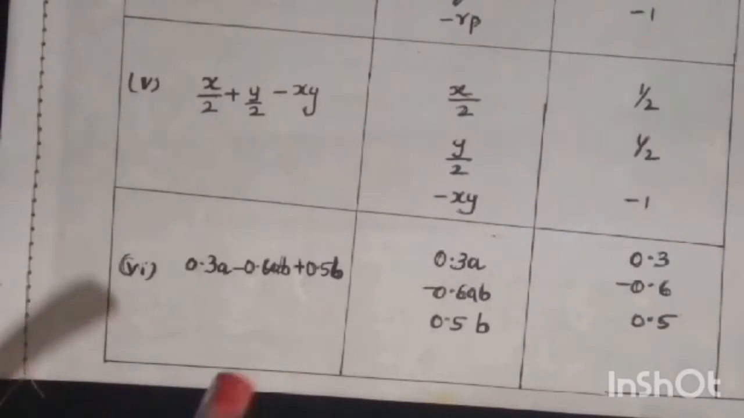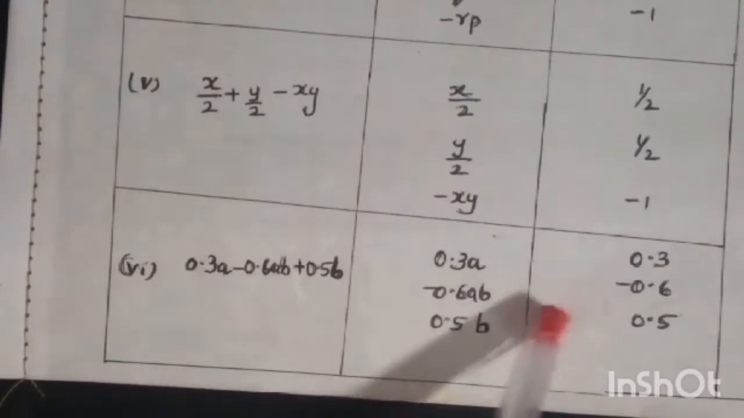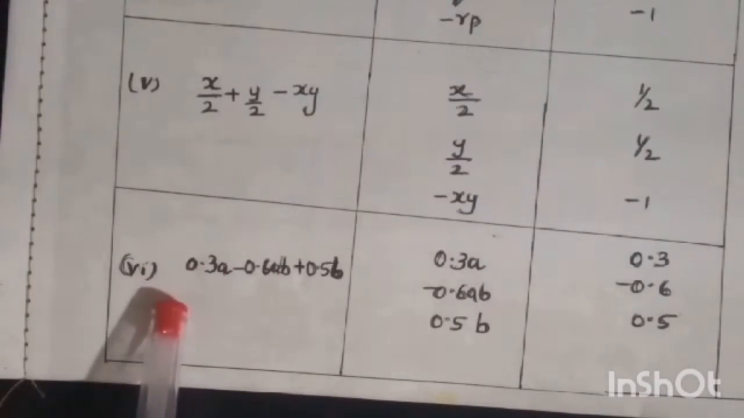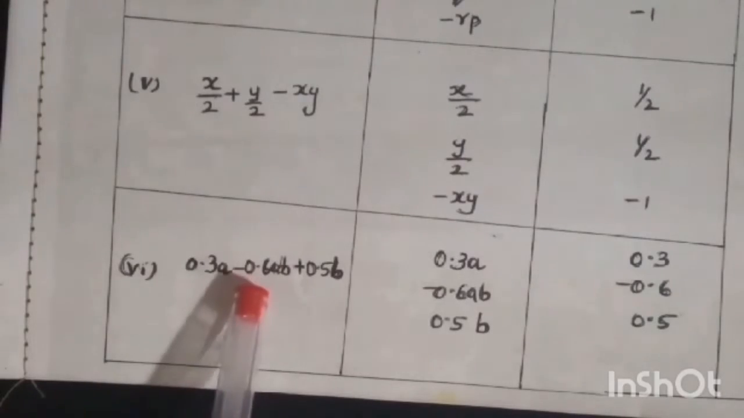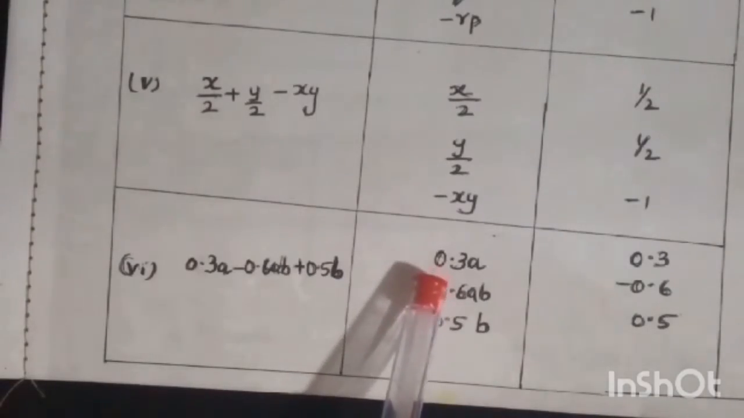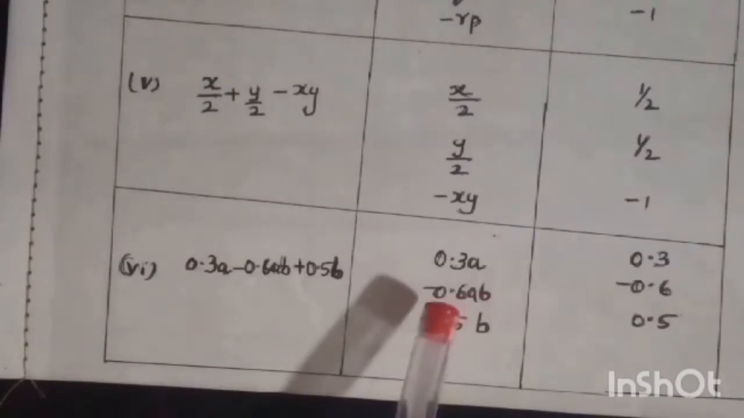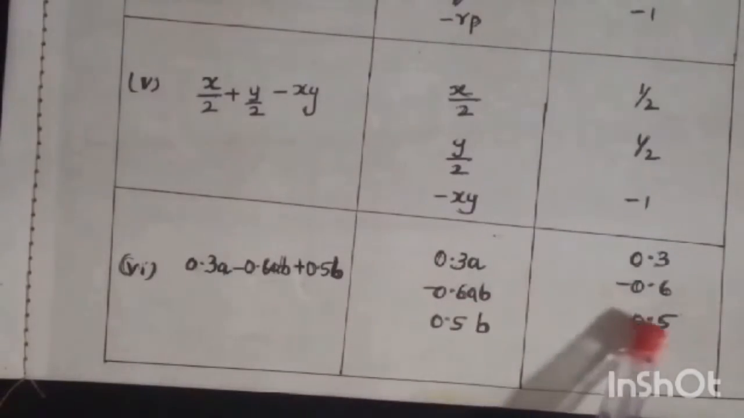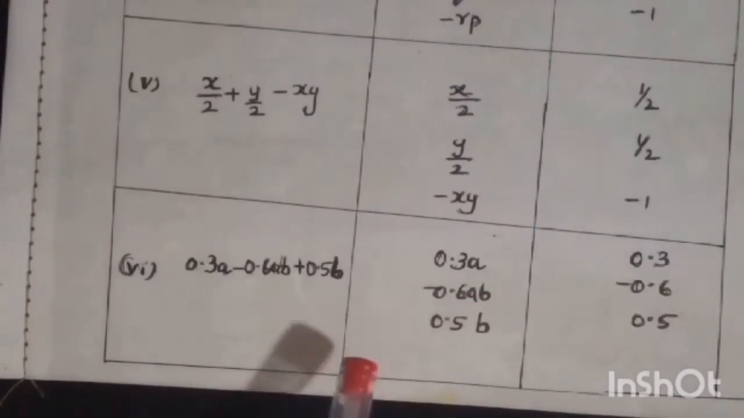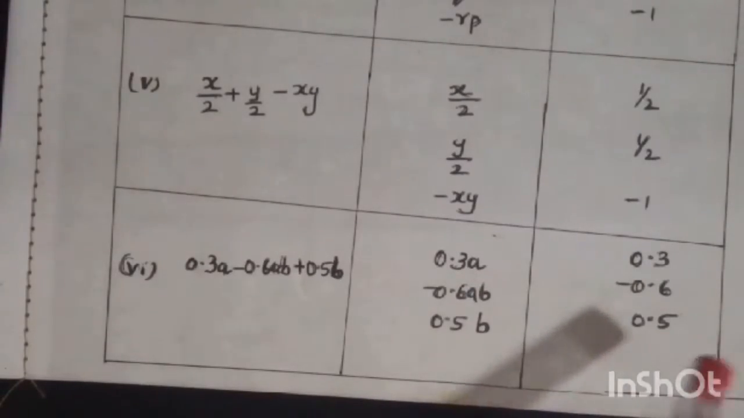0.3a minus 0.6ab plus 0.5b. Here there are three terms, that is 0.3a is one of the terms, minus 0.6ab is another term, 0.5b is the third term, and the coefficients are 0.3 is the coefficient of the first term, minus 0.6 is the coefficient of another term, and 0.5 is the coefficient of the third term.